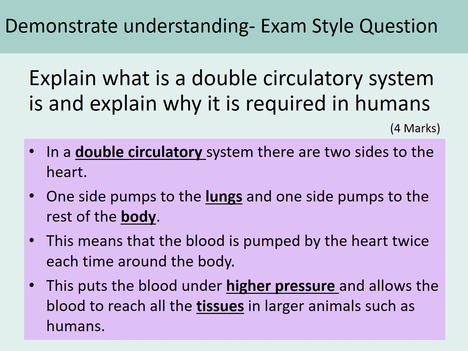So you might have said that in a double circulatory system there are 2 sides of the heart, or you could have said that there are 2 loops in the system. You hopefully said that one side will pump blood to the lungs to become oxygenated and the other side pumps it to the body. You can then say that this means that the blood is pumped by the heart twice each time it goes around the body, and that causes it to be under higher pressure so that it gets pushed to all of the cells in an animal. So hopefully we got all of those, or some of those. The last point will be the trickier one, so well done if you did get that and spoke about a higher pressure. Something I didn't really talk about but was on the slide. That would be your higher level answer, getting that in.